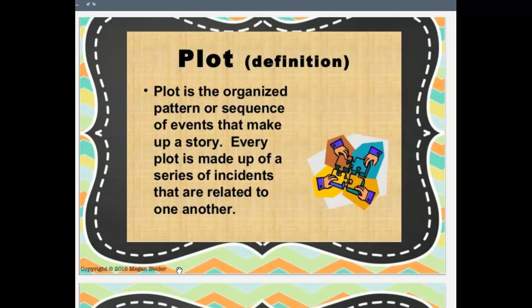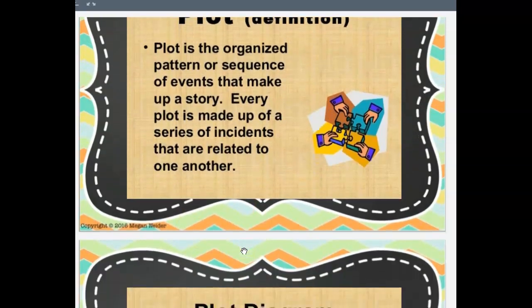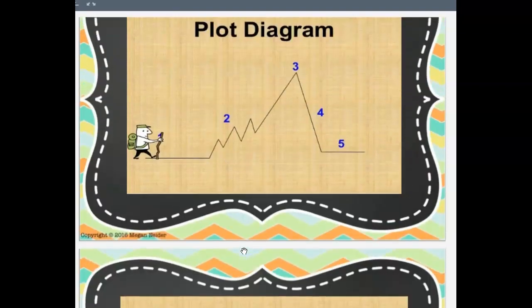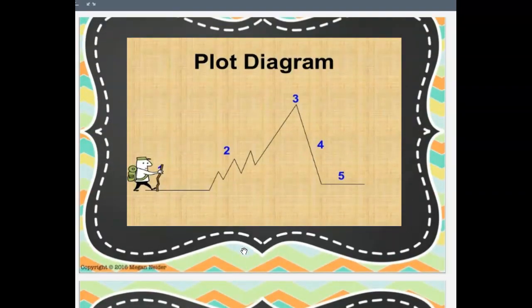If you think about the story of Number the Stars, most of you can tell me what happened first, next, then, and last. Those are the events of the plot. There's always a series of incidents that are related to one another. So this you've seen, and we've called it the plot mountain or the plot diagram. And you can probably identify what 1, 2, 3, 4, and 5 are just based on some discussions that we've had in class.